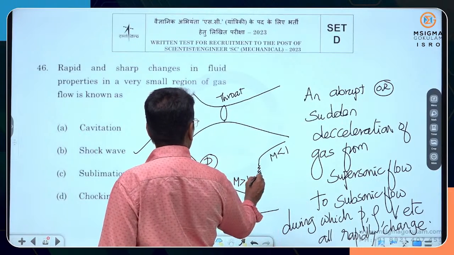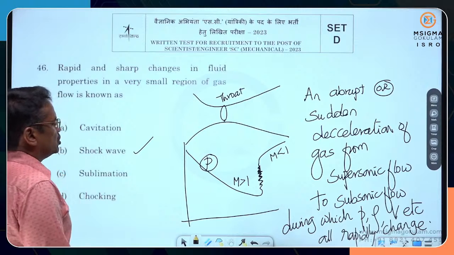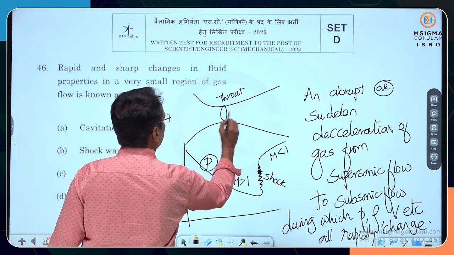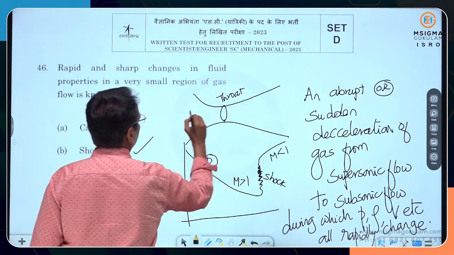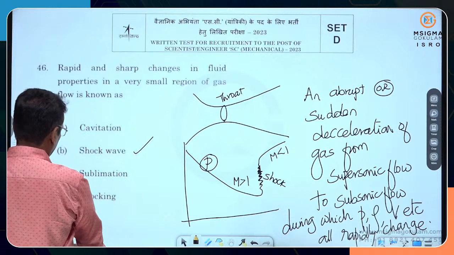You can see here, pressure is abruptly increasing, velocity is abruptly decreasing. This is called the shock wave. It will happen only in the diverging portion of the convergent divergent nozzle. It will never happen in the converging portion.